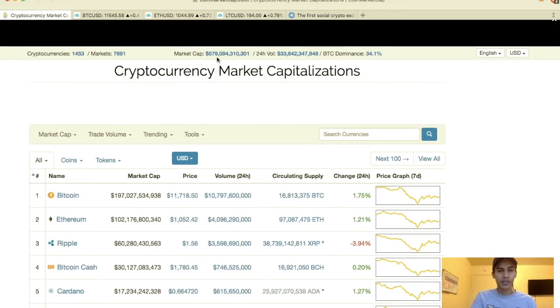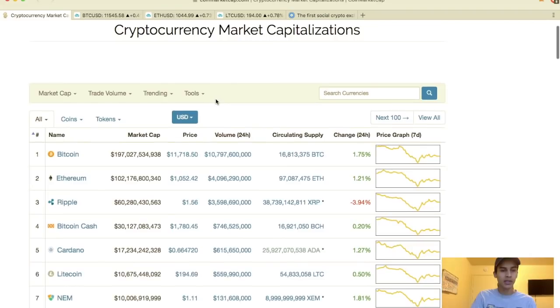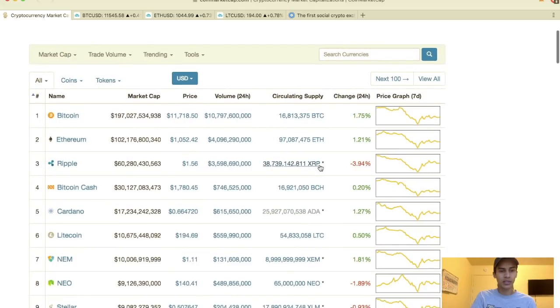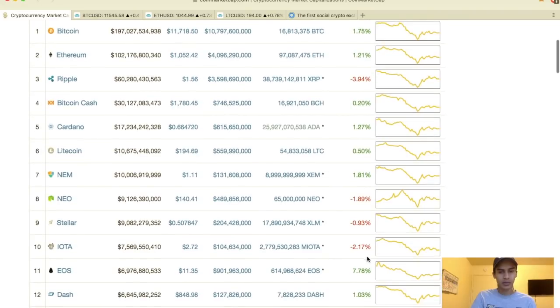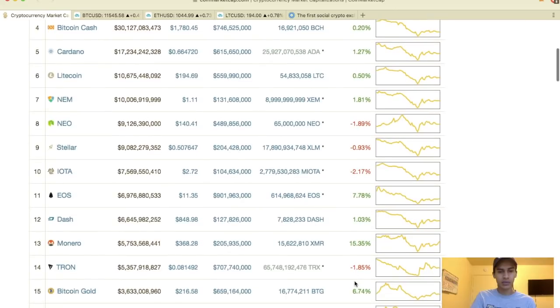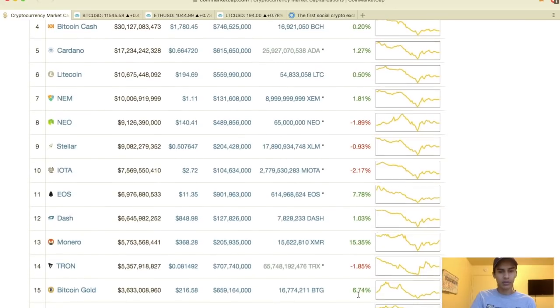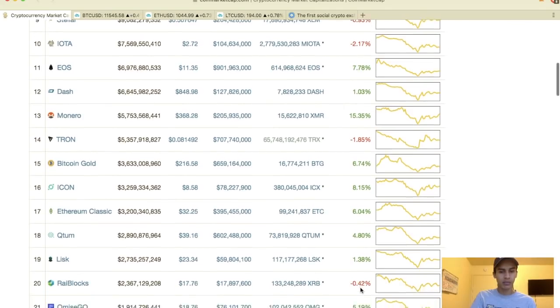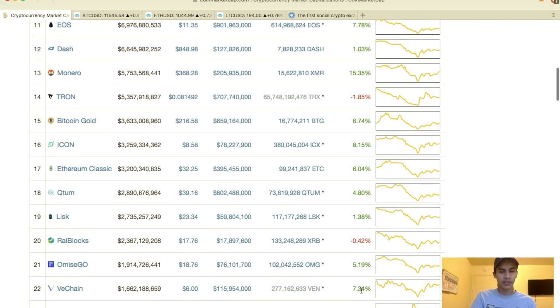Market cap currently sitting at $579 billion. Bitcoin dominance sitting at 34%. Today's volume, $33 billion. Bitcoin currently up almost 2% for the day. Ethereum up 1%. Ripple down almost 4% there. Litecoin up 0.5%. NEM up 2. IOTA down 2. EOS up 7. Monero up 15. Wow. Bitcoin Gold up almost 7. Icon up 8. Lisk up 1. VeChain up 7.